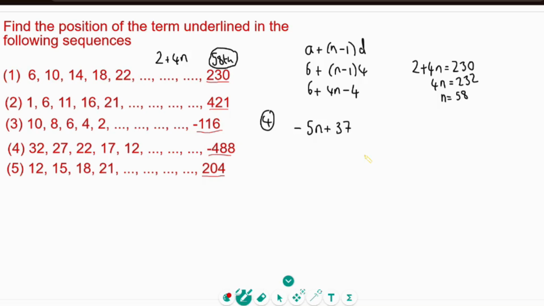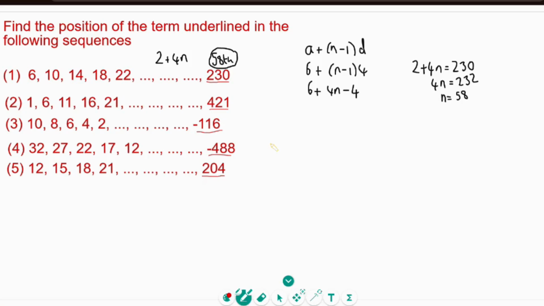Nth term is minus 5n plus 37. I need to minus 37 from both sides. Divide both sides by negative 5. Gives us n is 105. So minus 488 is the 105th position.